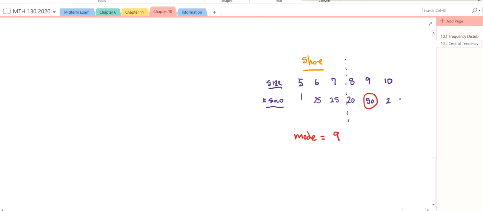So that's why we have different ways of expressing central tendency. And that's all I'm going to talk about here.